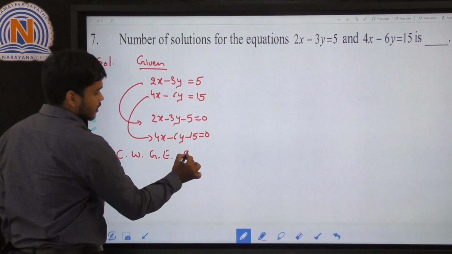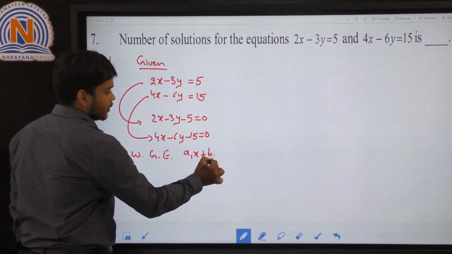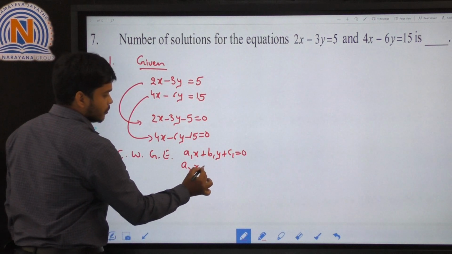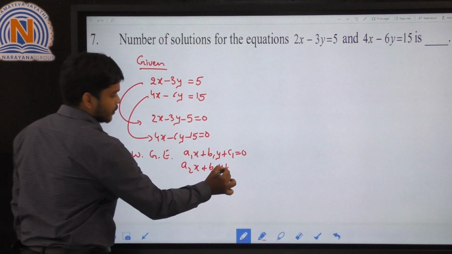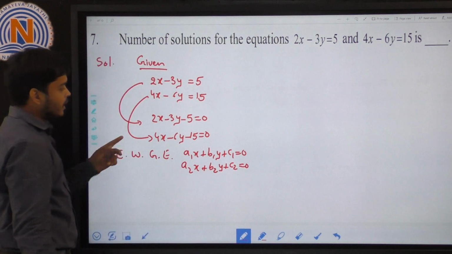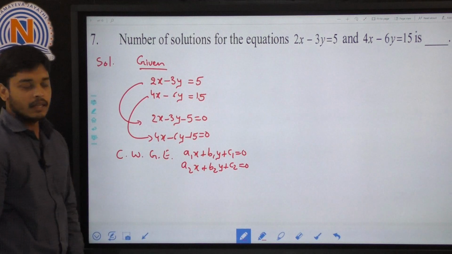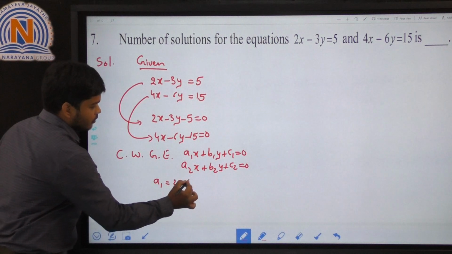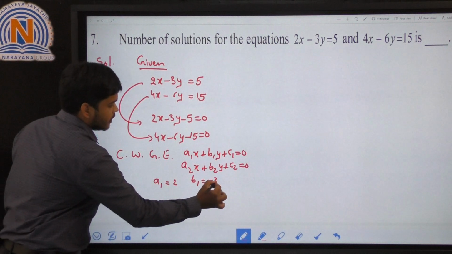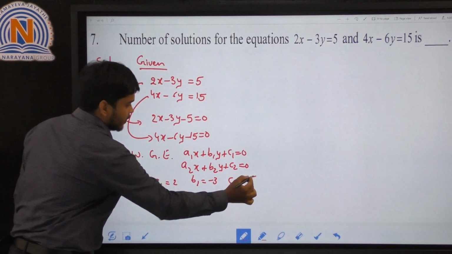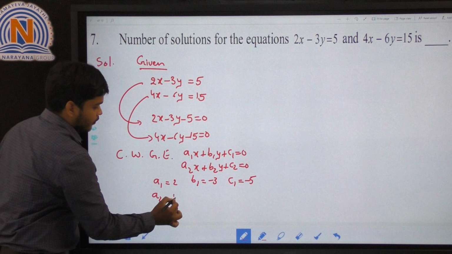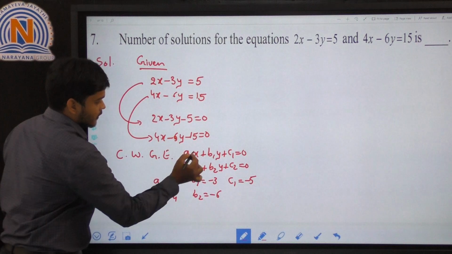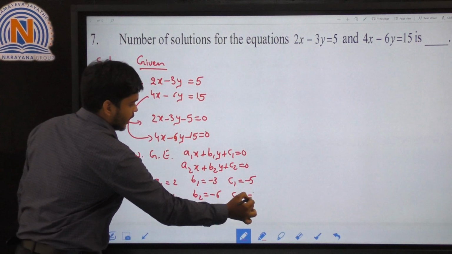So what are the equations? a1x plus b1y plus c1 equals to 0 and a2x plus b2y plus c2 is equals to 0. Compare these two equations with these general equations. Then write the coefficients. a1 is equals to 2 and b1 is equals to minus 3 and c1 is equals to minus 5, and a2 is equals to 4 and b2 is equals to minus 6 and c2 is equals to minus 15.